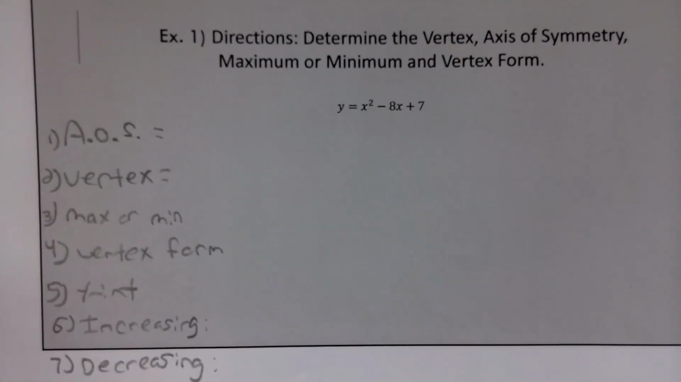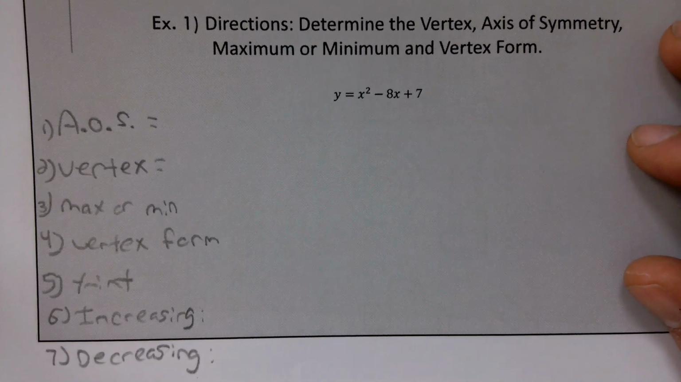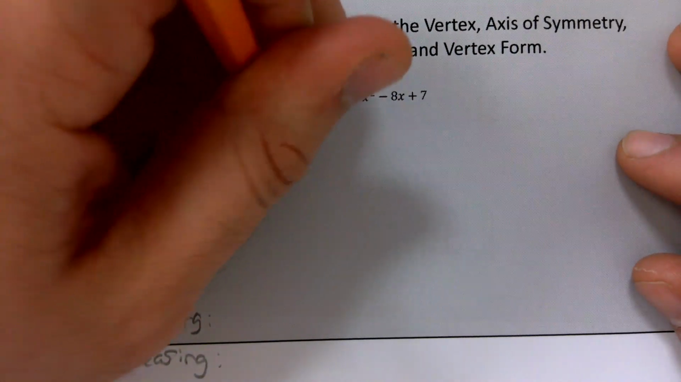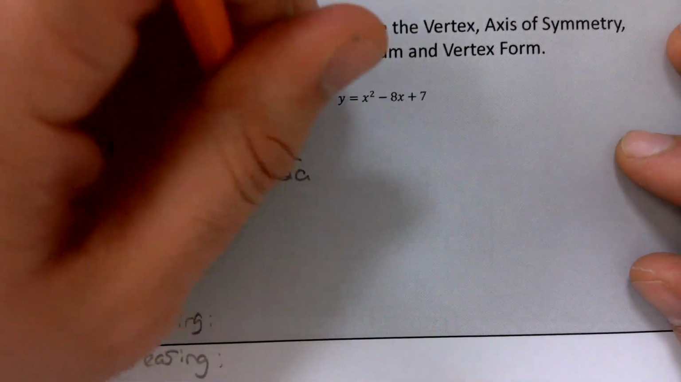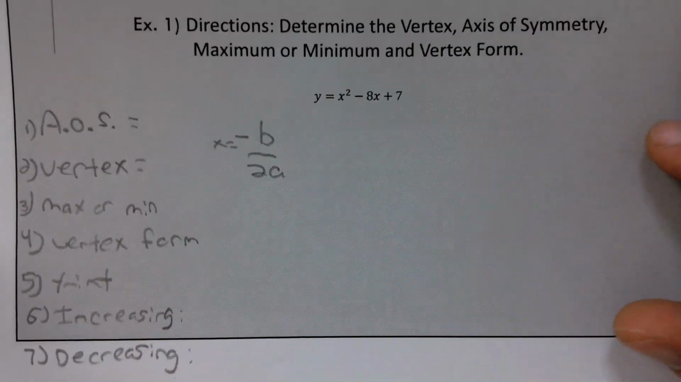Okay, so we're gonna determine a few things. I added a few questions to the slide, but something we need to do here is find the axis of symmetry by using a formula, negative b over 2a. So x equals negative b over 2a. Okay, standard form, that's what this is.